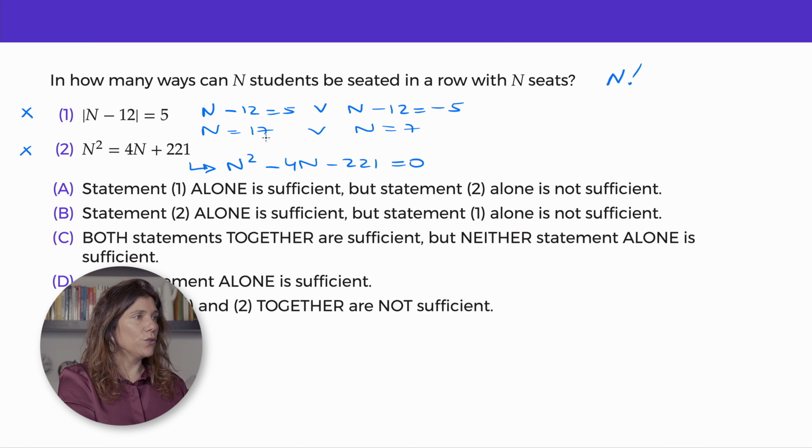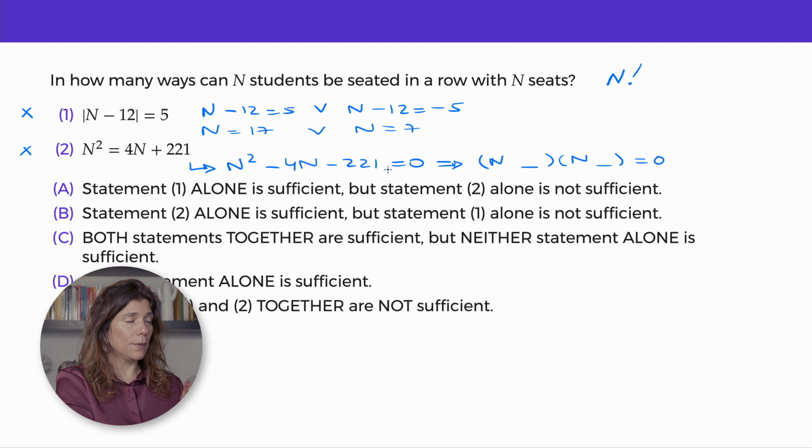Careful, because mathematically both solutions may work, but logically maybe one of them is impossible. Let me show you. To solve the second degree equation, we need to find two factors that multiplied by each other are going to give us minus 221, and two factors that added to each other are going to give us minus 4. So we know that we need to have minus 17 and plus 13 here.